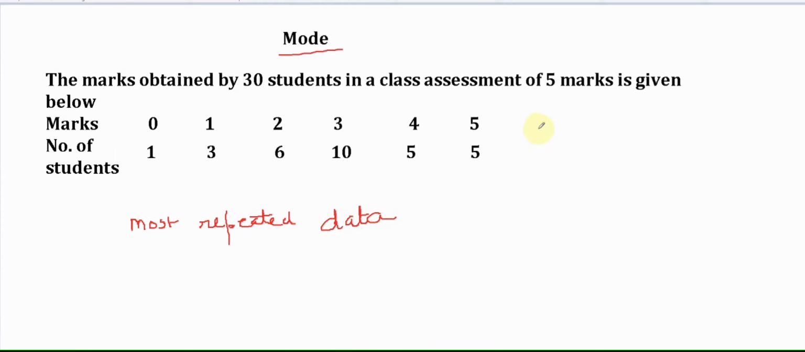Now in this table we need to find out the mode. It is very simple, you just need to check which data has the maximum frequency. You can see that the number of students is most in this data, so the mode will be 3. So our answer is, mode is 3. Nothing more we have to do.